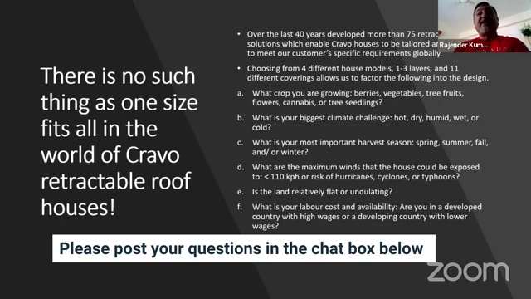What is your labor cost and availability? Are you in a developed country with high wages or in a developing country with lower wages? It has a very big impact on your operating cost, because if labor costs are cheaper, then it's better to employ the labor. But if labor cost is very high, just like in all the developed countries, in Australia or USA, then you have to employ the machinery actually, so as to overcome those costs.